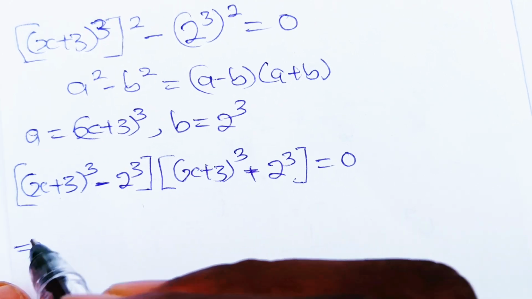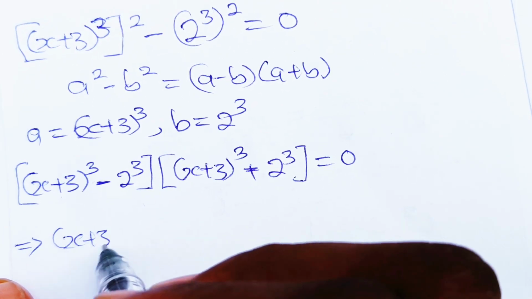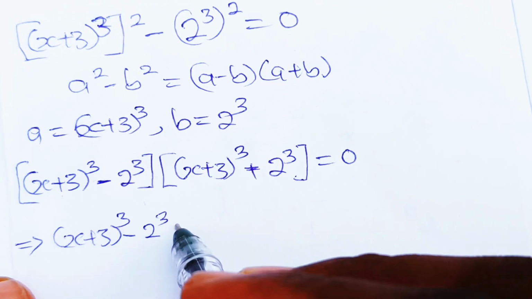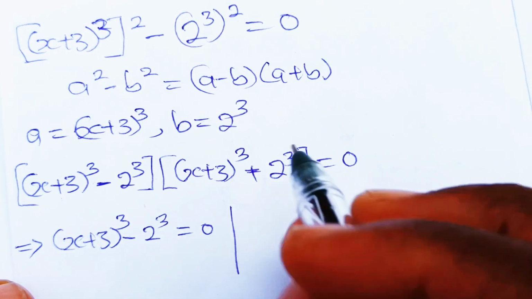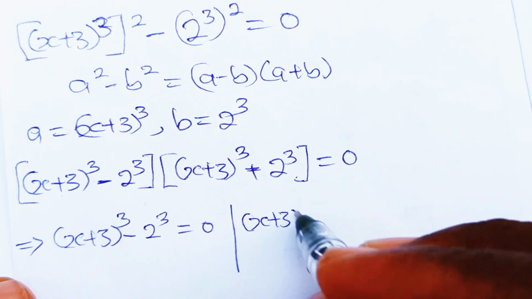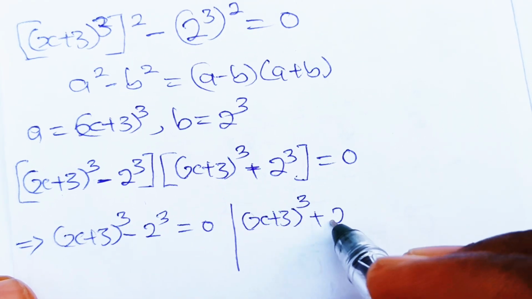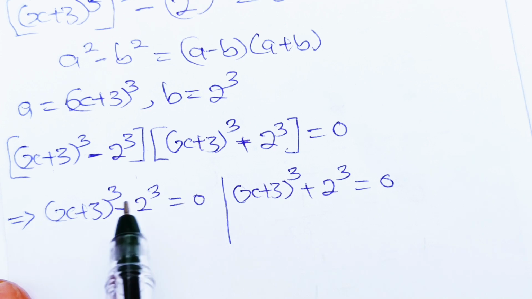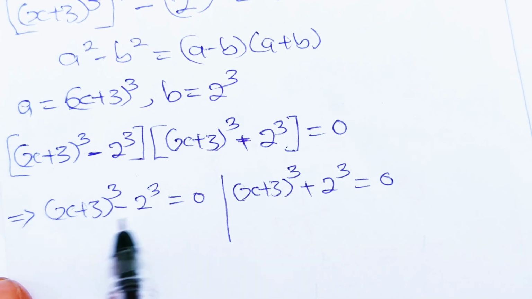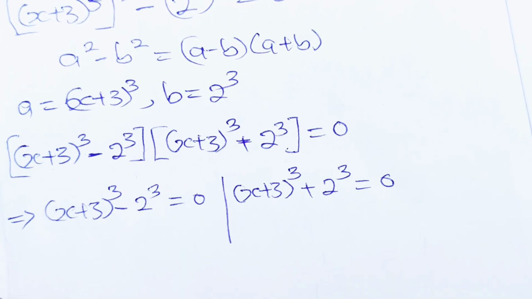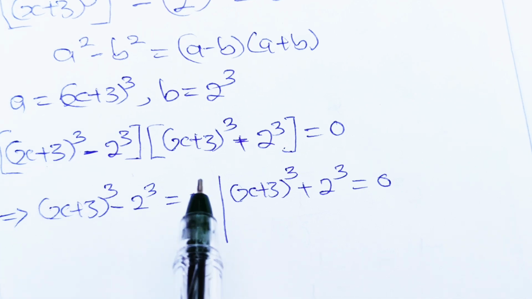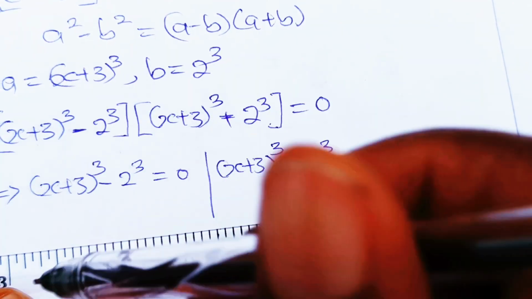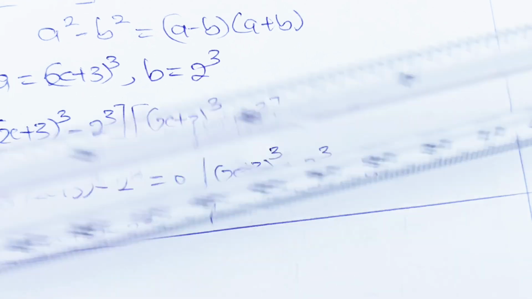So this simply means that (x + 3)^3 − 2^3 = 0, or (x + 3)^3 + 2^3 = 0. Now, we are going to solve each of them separately. So for the first part, I always like to demarcate it like this so that I don't make mistakes.